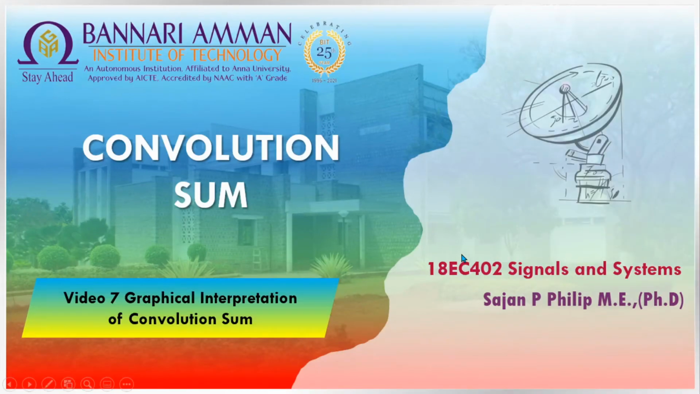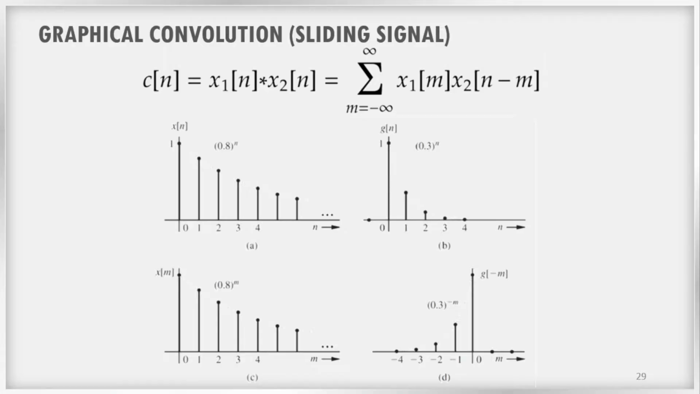Next, we are going to discuss the graphical interpretation of the convolution sum. When we visualize something in a graphical manner, it will remain in your brain for a longer time. So it is very interesting and very easy to understand the convolution sum using the graphical interpretation. There are two methods to understand the convolution sum. The first one is sliding signal and the second one is sliding tape. So now let us check how to do that.